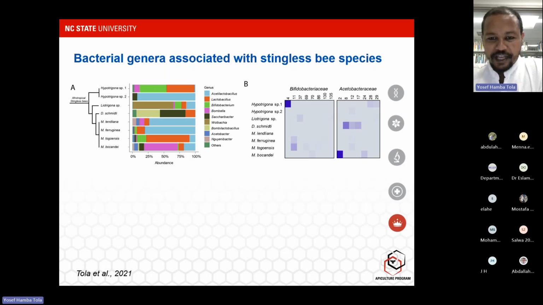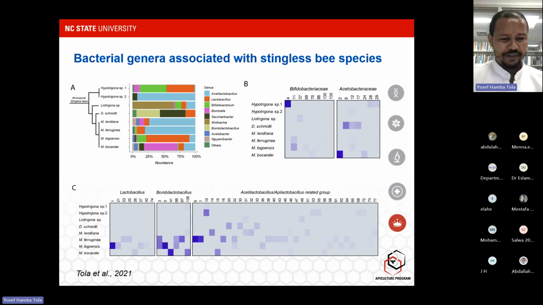Acetobacteraceae family, it is mostly dominant in the Bocande, but when you look at the other related species, you can't find that abundance. Not only that one, from the other Lactobacillus species, try to look at the strain level, species level, how they vary across the different species. And if you look at, for example, number one, it is highly abundant in only one species, Melipona togoensis, but when you look at the other species, you can't find that, or it is less abundant there. So that is interesting and shows the variation.